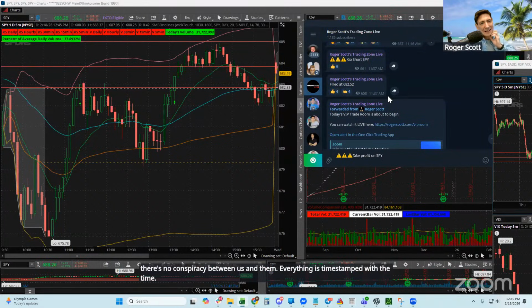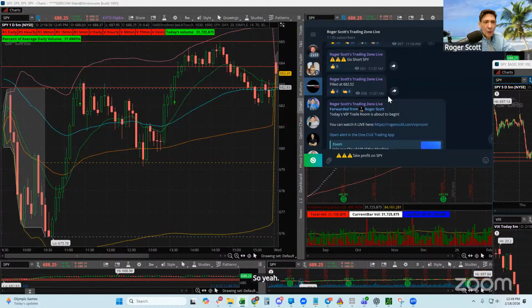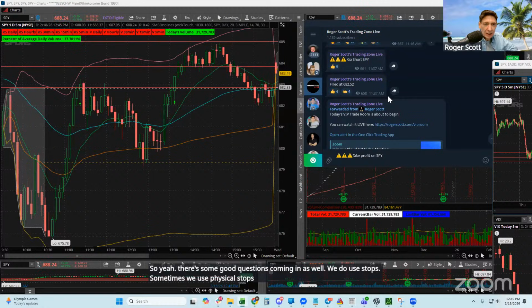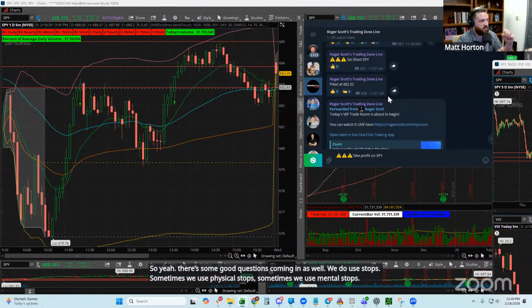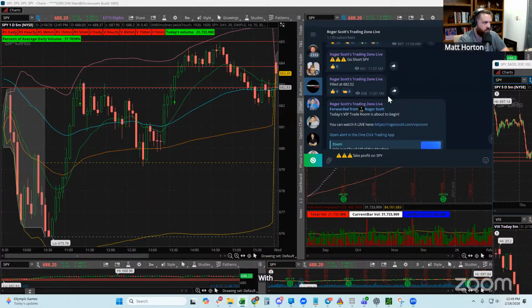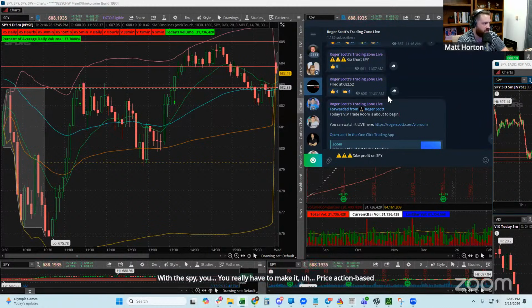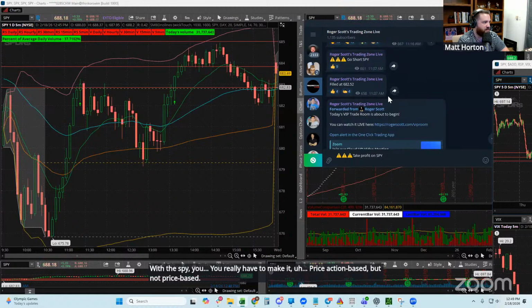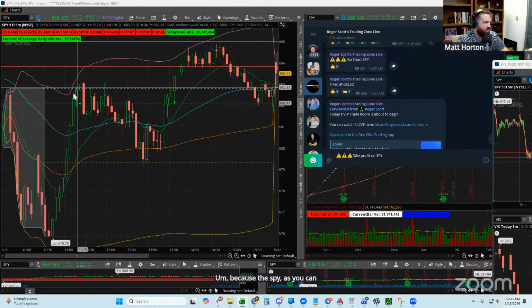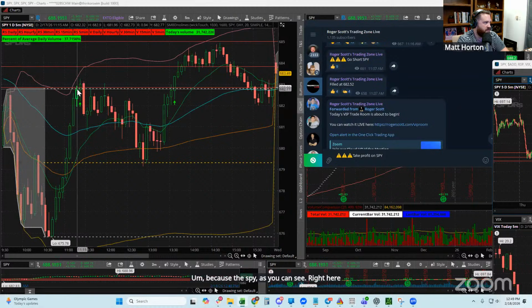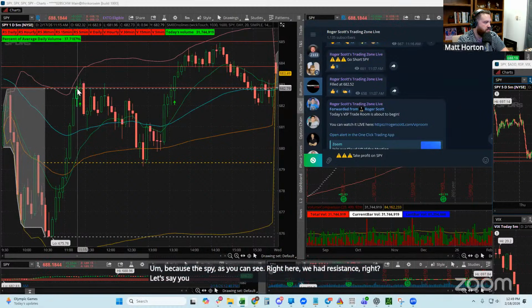There are some good questions coming in as well. We do use stops. Sometimes we use physical stops, sometimes we use mental stops. With the SPY, you really have to make it price action based, but not price based. Because the SPY, as you can see, right here we had resistance. Let's say you were going to go short off this level right at the open.